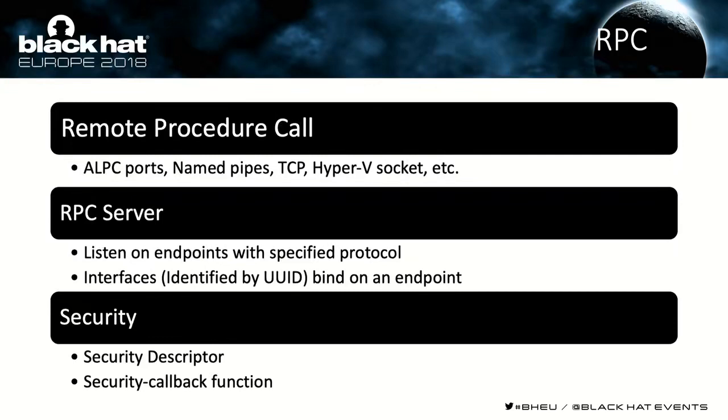RPC is an inter-process communication mechanism. It allows client and server to communicate over several protocol sequences, such as ALPC, named pipe, socket, and many more. A server interface will be bound on an endpoint with a specified protocol. A client can access the interface with its identity. An RPC server can use a security descriptor to control access permission of an endpoint. It can also use an interface security callback function to check permissions of a client. There are many RPC servers in Windows. Some of them are accessible in an app container sandbox.